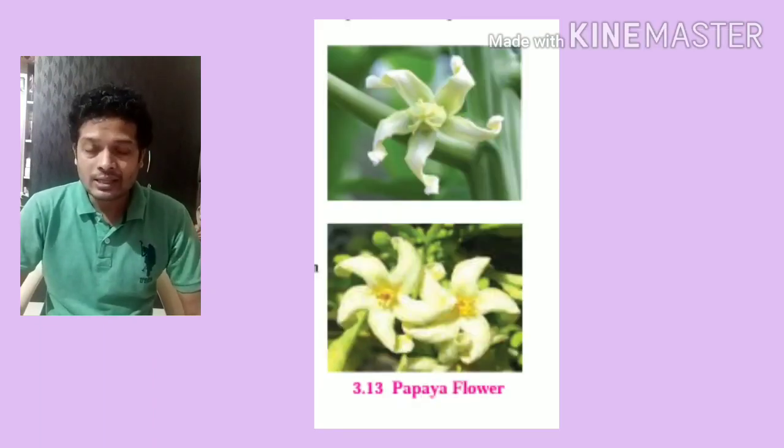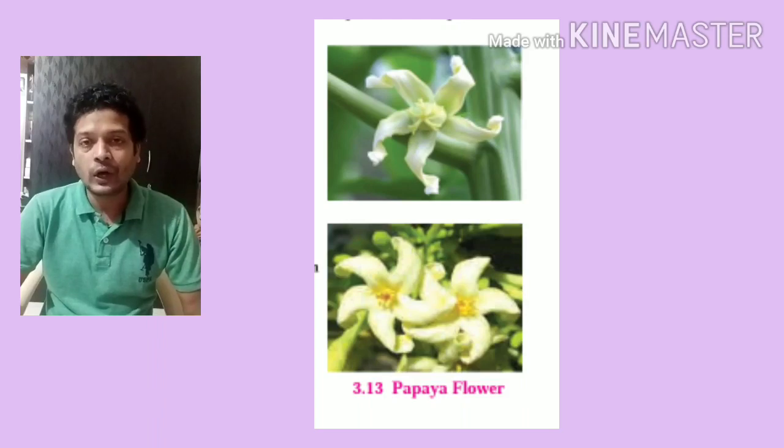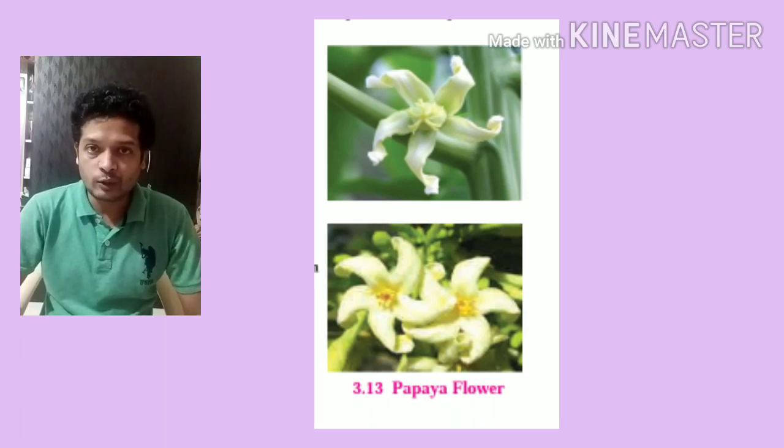Now flowers can be either unisexual or bisexual. If a single flower on a single plant consists of both androecium and gynoecium in a single flower, it is called a bisexual flower. And if only one, that is either androecium or gynoecium, is present in a flower, then it is said to be a unisexual flower.